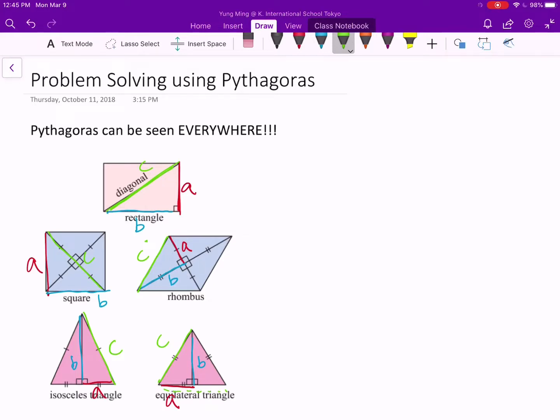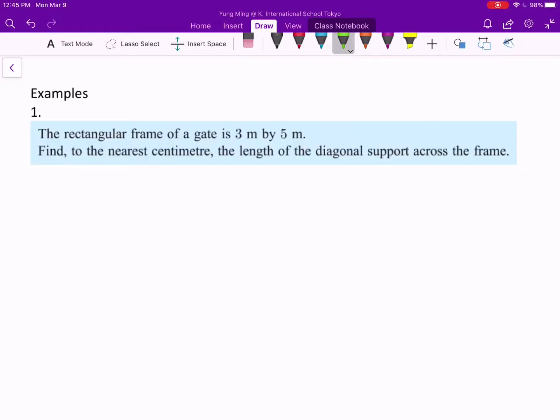We will deal with more questions like this today, and at the end of today I'll give you some questions, including one super hard one. Let's look at the first example. The rectangular frame of a gate is 3 meters by 5 meters. Find to the nearest centimeter the length of the diagonal support across the frame. Pause the video. Whenever you're ready, we'll go over it together.